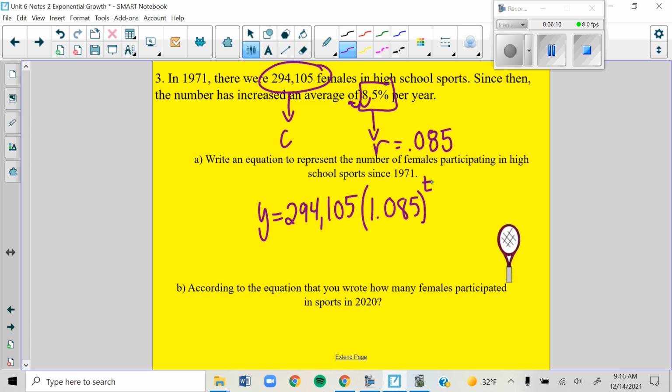And then it says, according to that equation, how many females participated in sports in 2020? So 2020 is the year, and this is talking about since 1971. So we need to take 2020 and subtract 1971 from it. And that gives us 49. This is our t value.